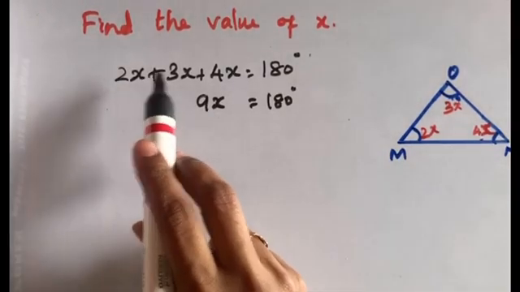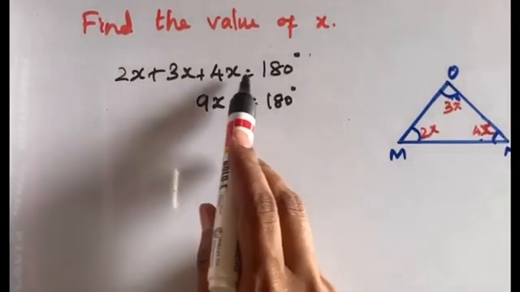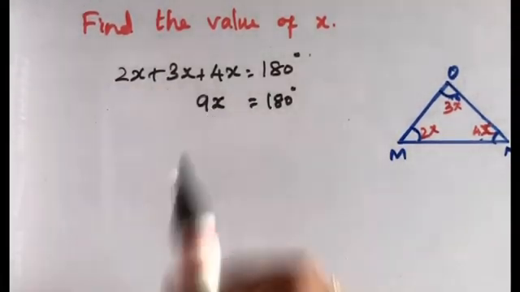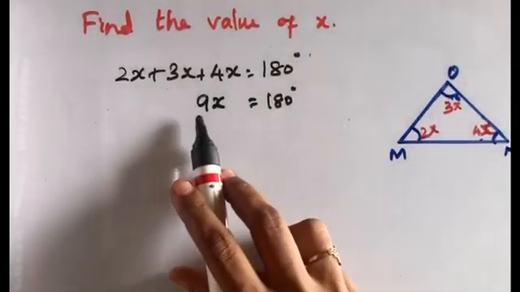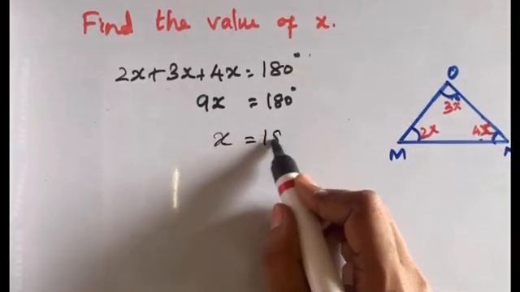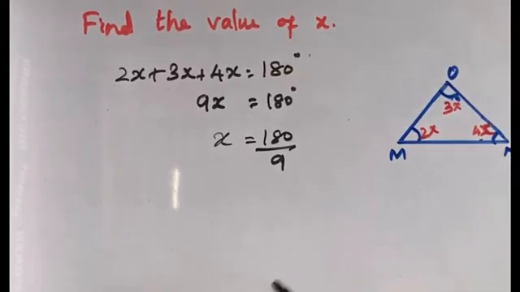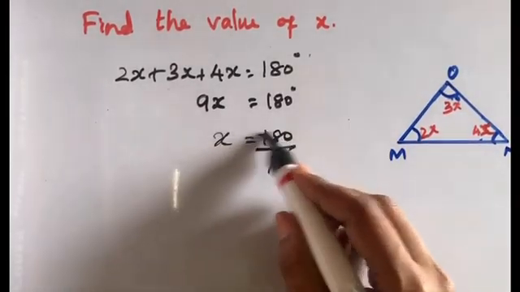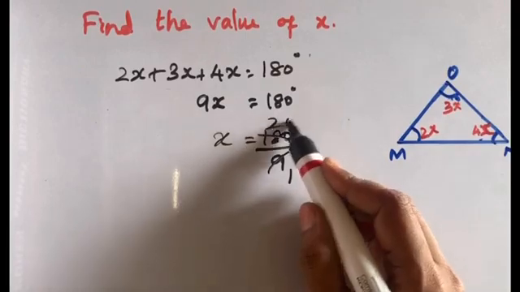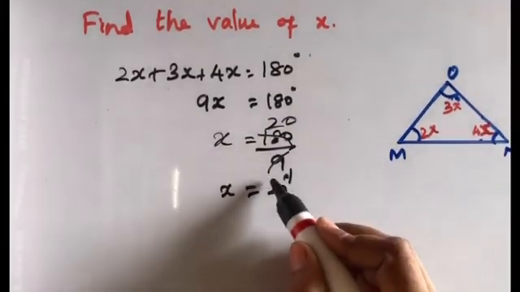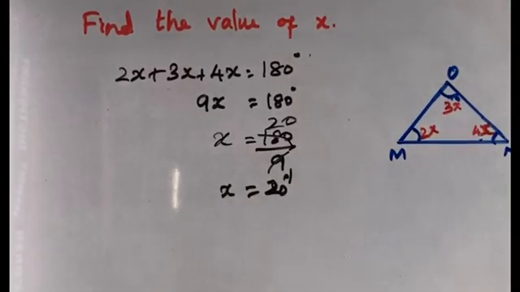We have to add the values. They are all like terms, so we can add 2x plus 3x plus 4x, which gives 9x. So, 9x is equal to 180. So, x is equal to 180 divided by 9. Shall we simplify this? 1 nine is 9, 2 nines are 18, 0. So, x is equal to 20 degrees.